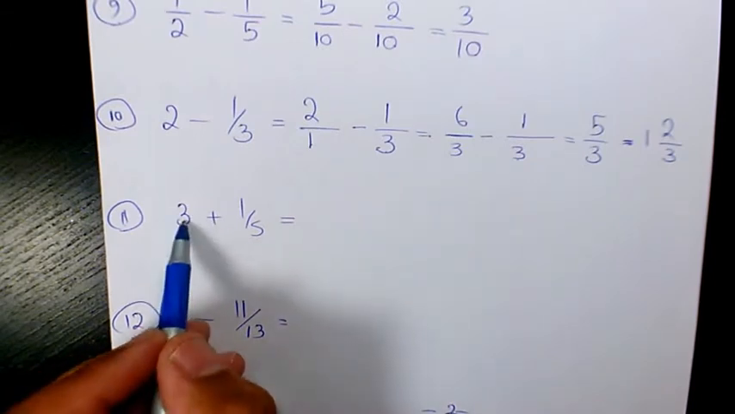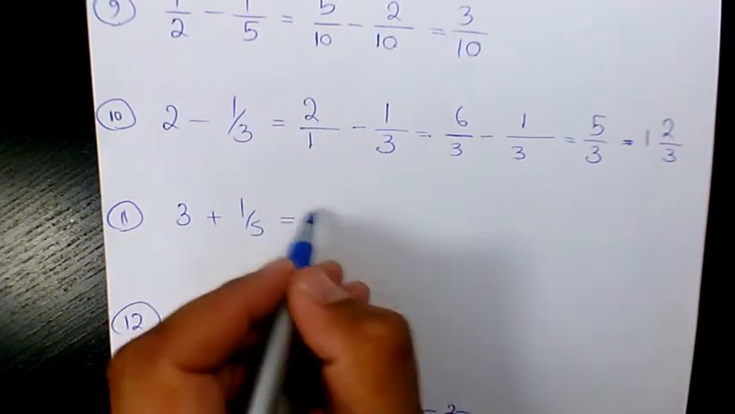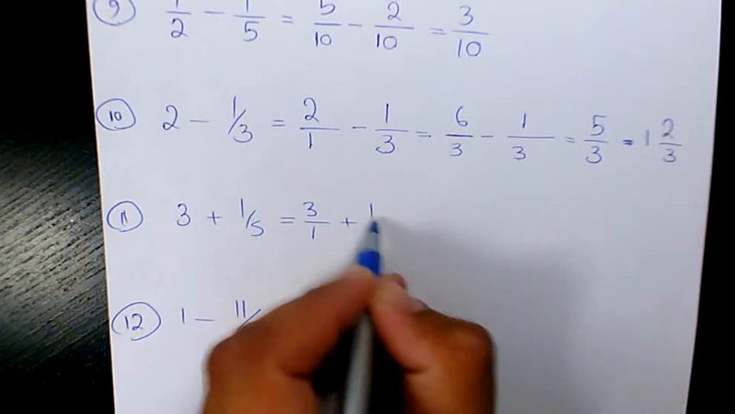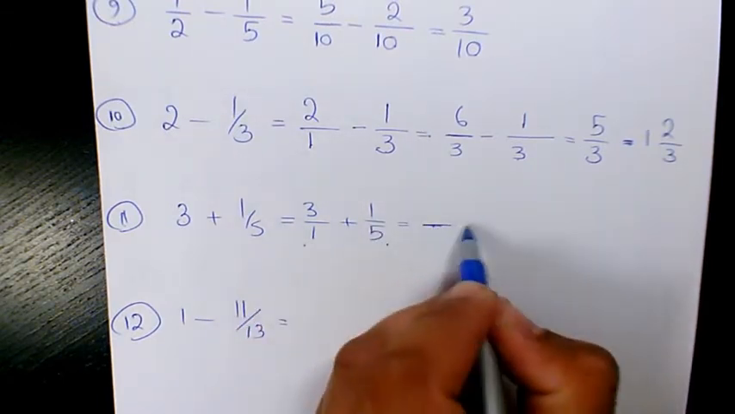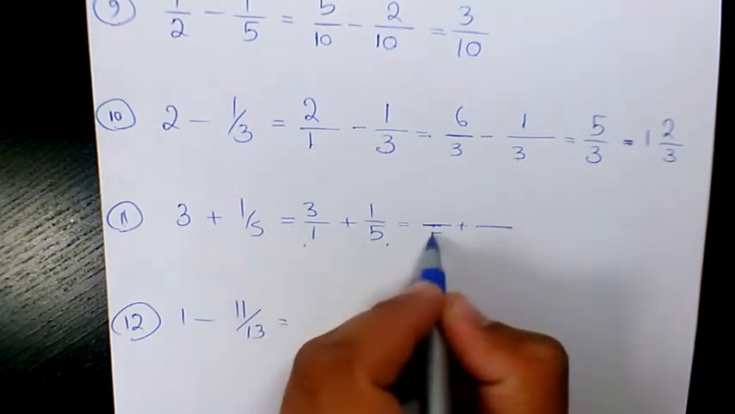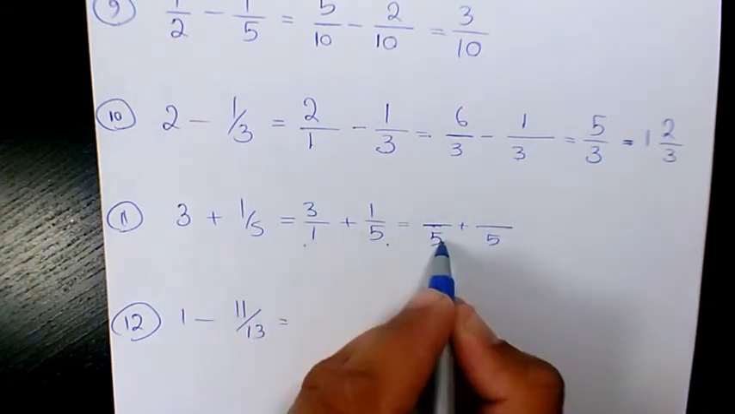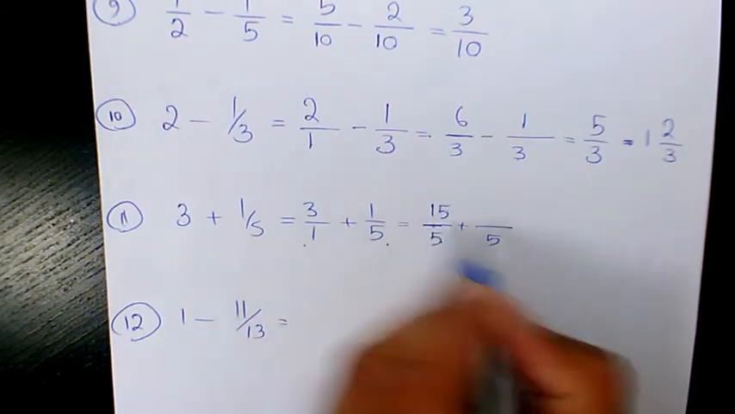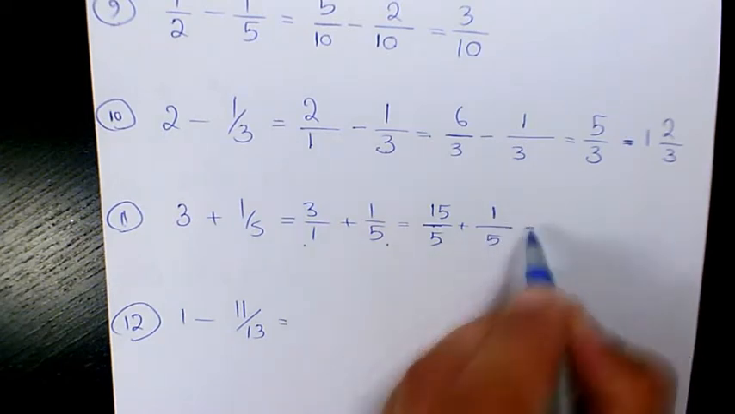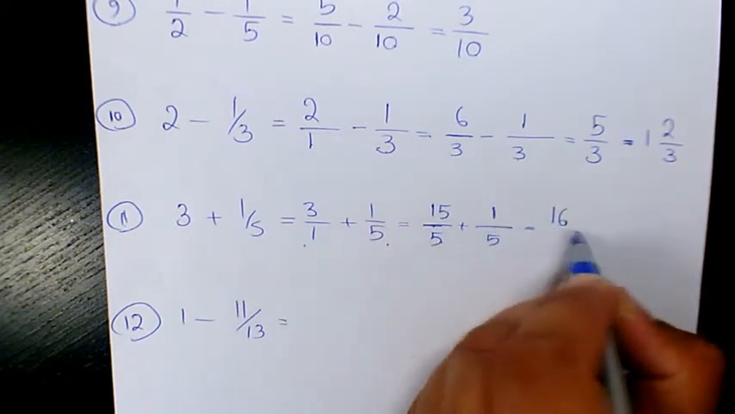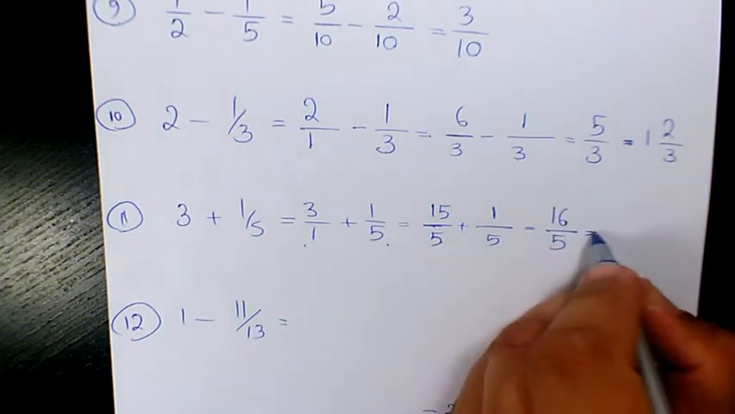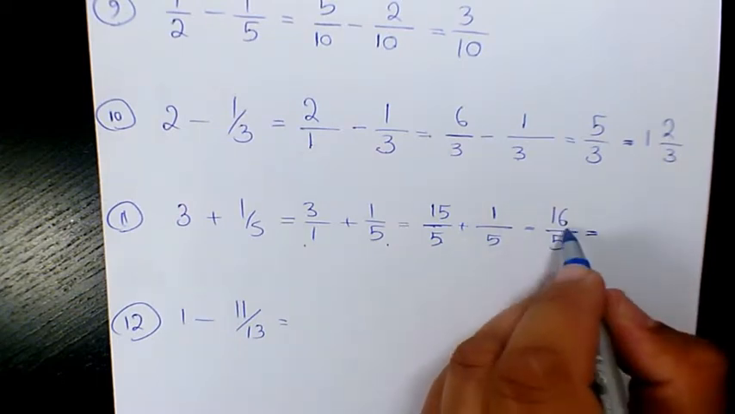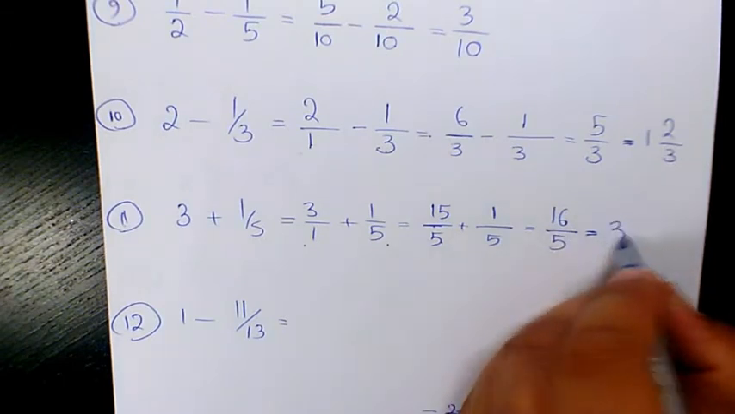Next example, 3 plus 1 over 5. That's the same as 3 over 1 plus 1 over 5. The common denominator for these two is 5. 1 times 5 is 5. 3 times 5, 15. We keep the same thing here. 15 plus 1 is 16. 16 over 5. Or when we write it as a mixed number, it's going to be 3 and 1 over 5.